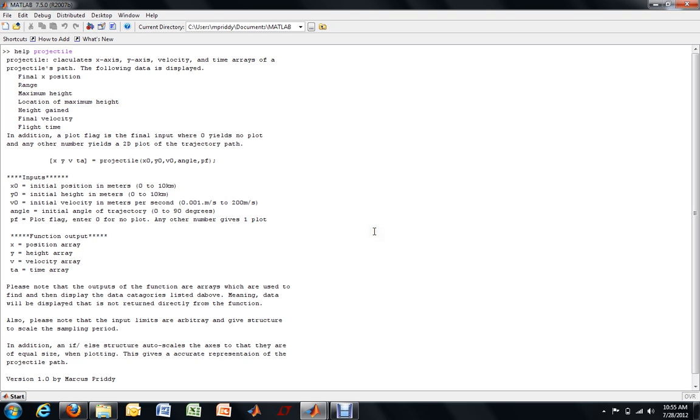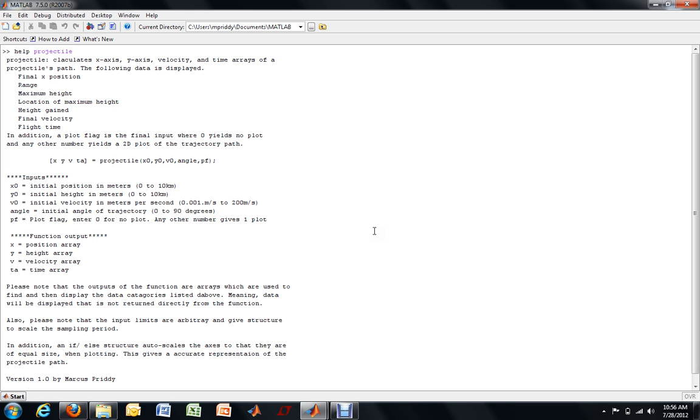The inputs are limited arbitrarily so that I can scale a sampling period with a structure of if-else-if statements. Also, I use some if-else statements to auto-scale the axes so that they're of equal size when plotting, giving accurate representation of the trajectory path. A while loop fills the data arrays while the height is greater than 0. When the trajectory hits the ground, the while loop exits. When plotting, a for loop animates the trajectory path.